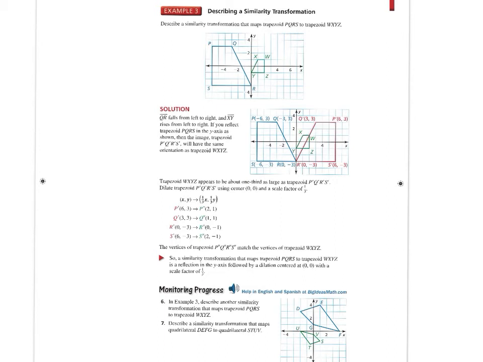So if we multiply 1/3 by every side length, we will get the smaller image. So if we multiply 1/3 times every x, y coordinate, we will get our P prime, Q prime, P double prime, Q double prime, R double prime, S double prime, which is the same as matching the vertices of trapezoid WXYZ. So, the similarity transformation that maps trapezoid PQRS to trapezoid WXYZ is a reflection in the y-axis followed by a dilation centered at 0, 0 with a scale factor of 1/3. And then we have 2 monitoring examples that you can try on your own.